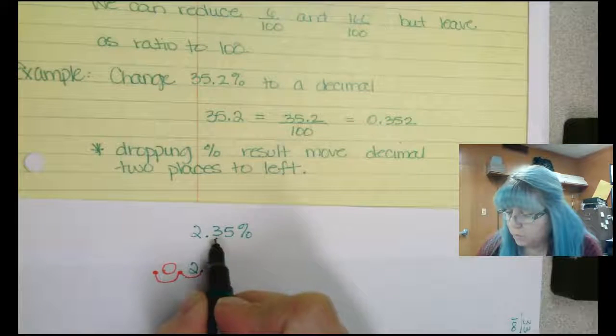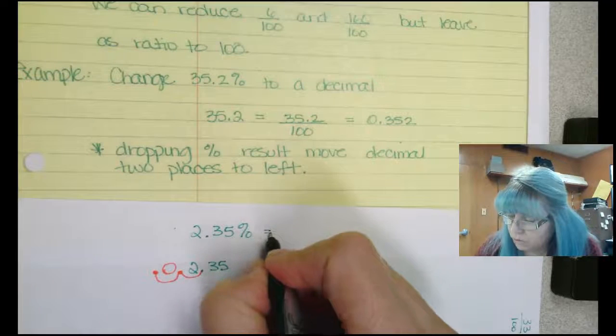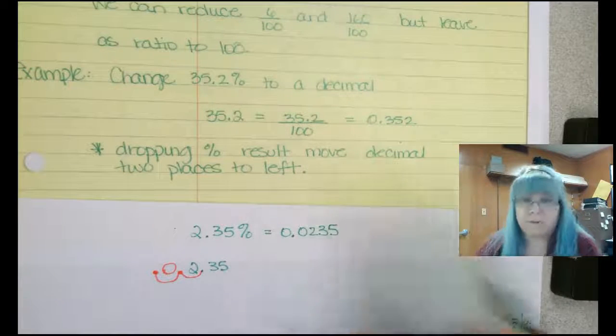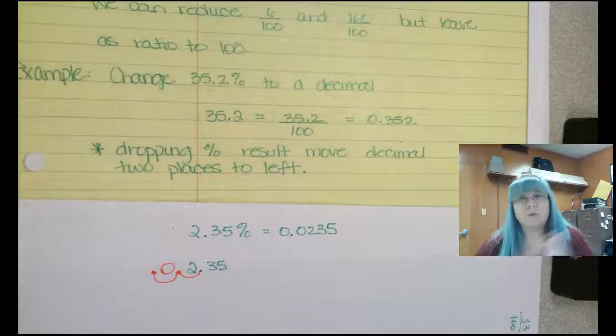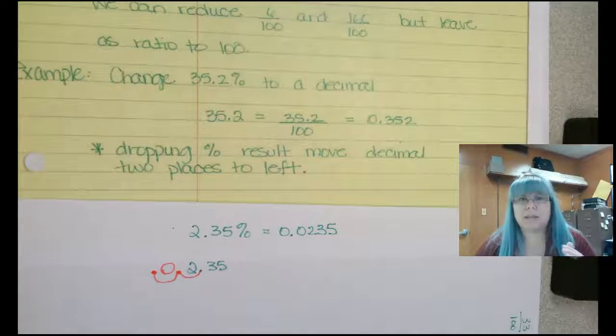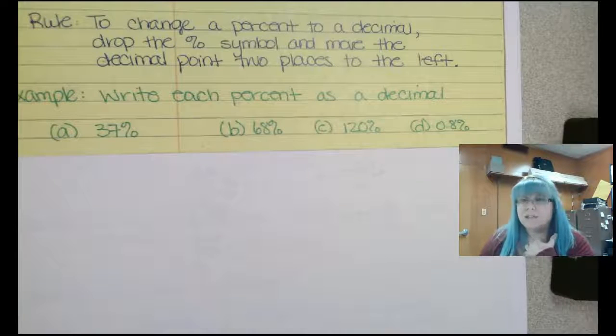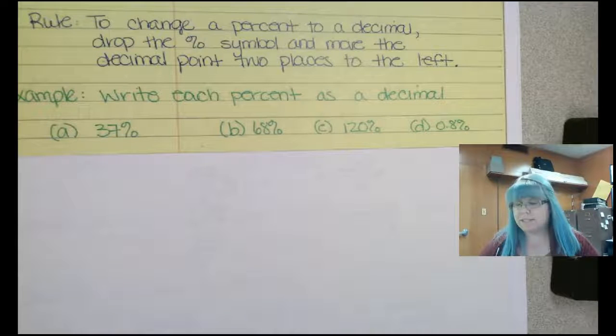So 2.35% will equal 0.0235. That's how you work with just dropping the percent symbol and moving the decimal 2 places to the left. Alright, so let's use that rule to change a percent to a decimal: drop the percent symbol, and move the decimal point 2 places to the left.